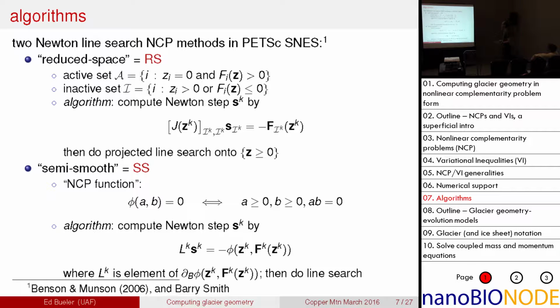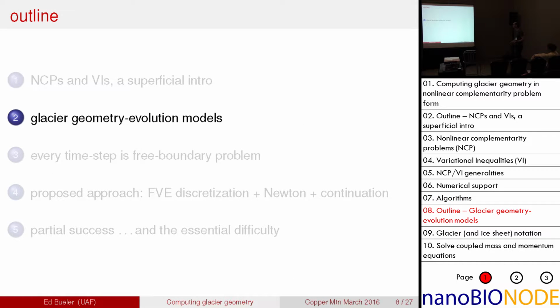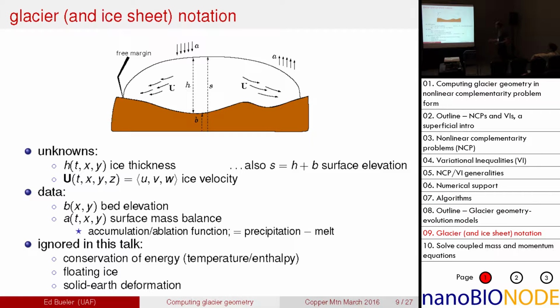And the basic idea is when you're away from the constraint, you do things. Ironically, that's called the inactive set. The active set's where you're up against the constraint at a certain Newton step. But if you're away from the constraint, then you basically compute a Newton step and then do a line search, but the line search has a little bit of additional information about the constraint. Okay? So, glaciers. The problem I'm going to talk about is this time-dependent domain.